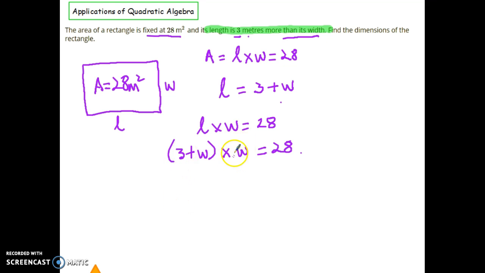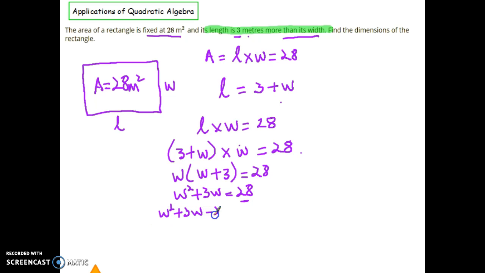Now let's put some algebraic skills into this. I'm going to multiply. This is the same as writing W outside of W plus 3. Expanding the brackets. I now have that. Now all of our work on solving quadratics involves having a 0 here. We need to have the 0 so that we can use the null factor law. So what I'll do is I'll move the 28 over to the other side. W squared plus 3W, take the 28, now gives me a 0.